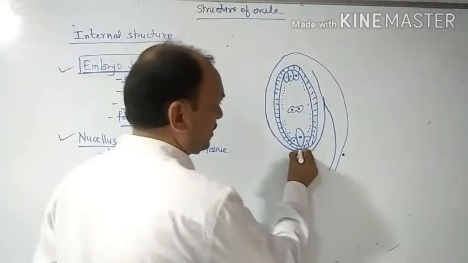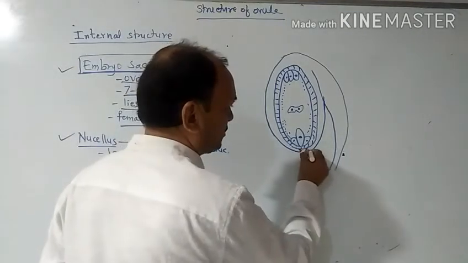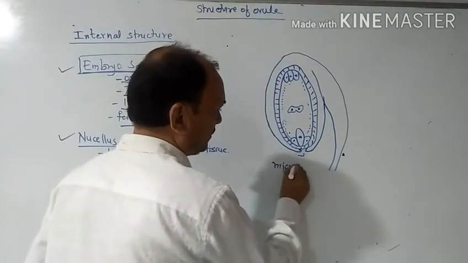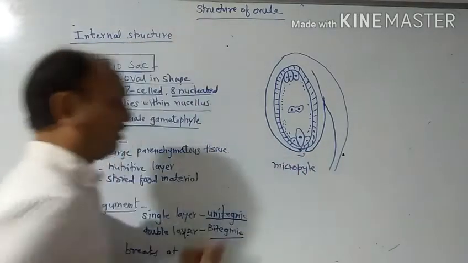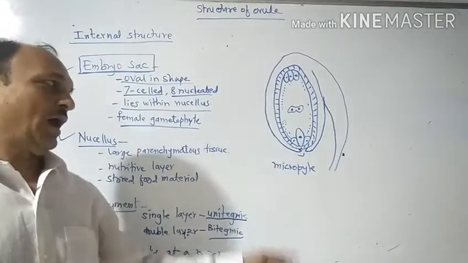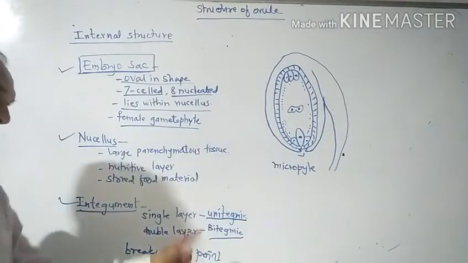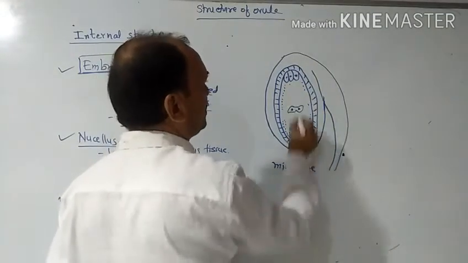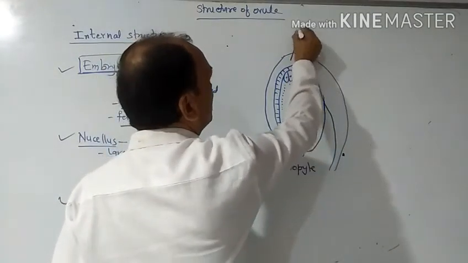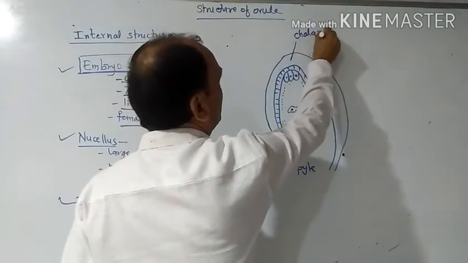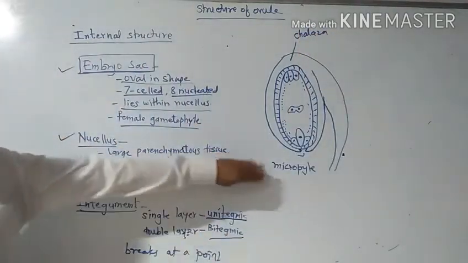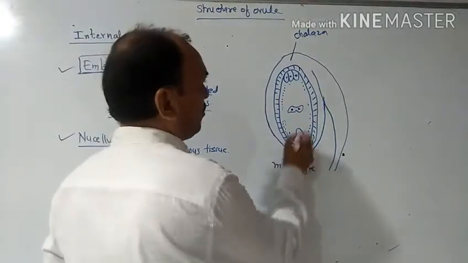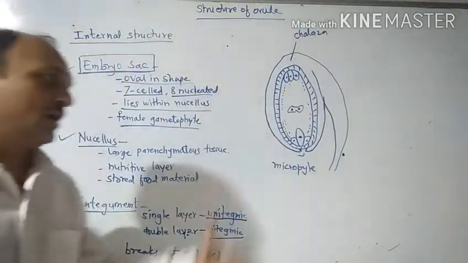If the integument breaks at one spot, that is called the micropyle. Micropyle is where the integuments break. And opposite to the micropyle is the chalaza. So chalaza is the opposite part of the micropyle. One end is the micropylar end and the other is the chalazal end.